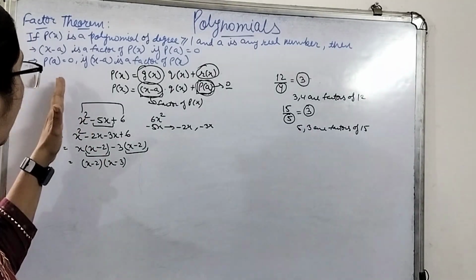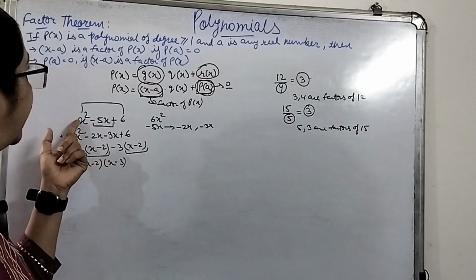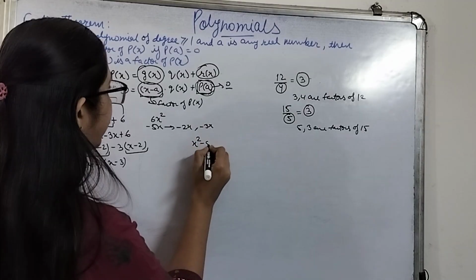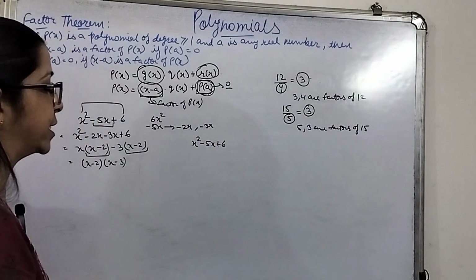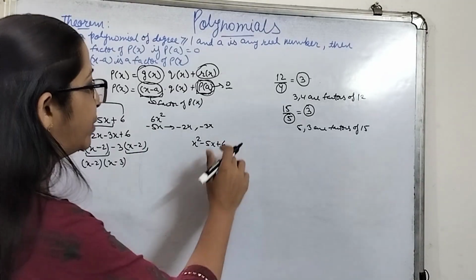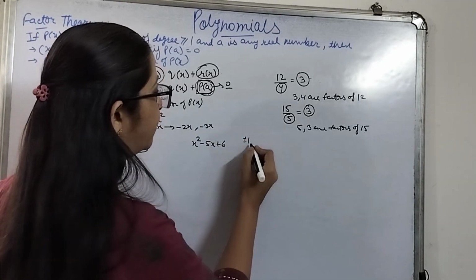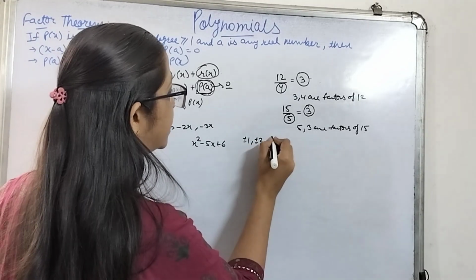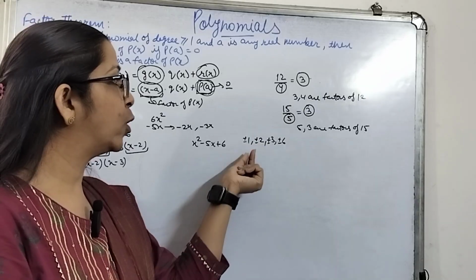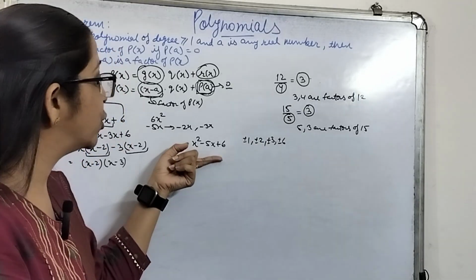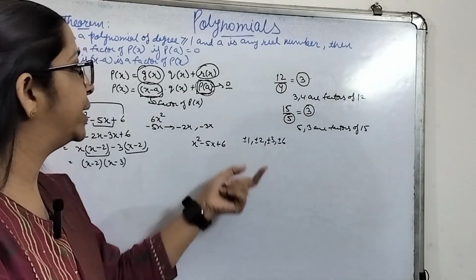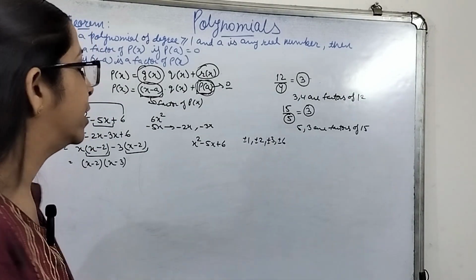Now how can we get this by the factor theorem? See over here, if we apply the factor theorem, it is x square minus 5x plus 6. What we will look for is the factors of 6 first of all. So the factors of 6 could be plus minus 1, plus minus 2, plus minus 3, plus minus 6. Now we will try all these numbers in it. And whenever the value of this polynomial becomes equivalent to 0, that will be the factor of the polynomial. Now let's check it out.